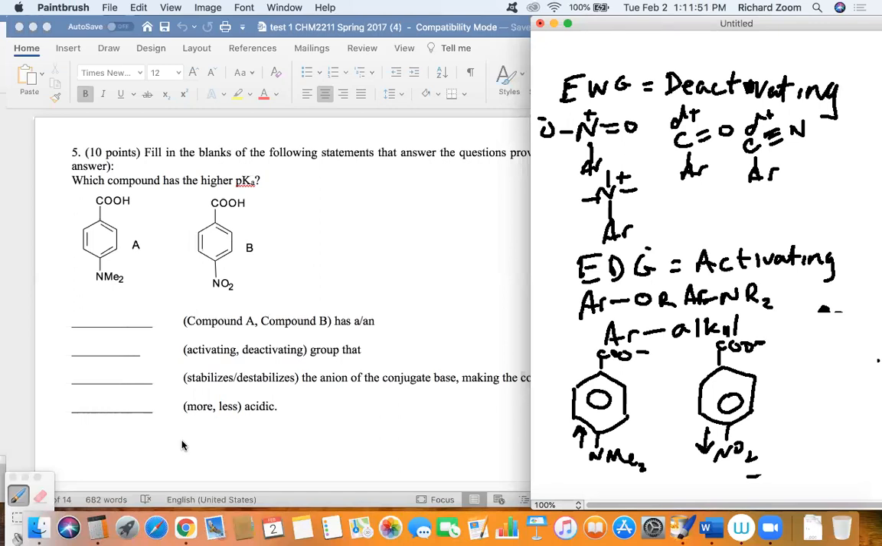Okay. It does make it more basic by destabilizing the anion. It makes the anion less stable. Yes, that's true. I'm not denying that. But that's what has the effect of making it more basic. But we're not going down that road. All we're talking about is the compound and whether it's less acidic or more acidic. So the answer there would be less acidic because it destabilizes the anion and it's activating since it's compound A. So you can just circle those. That's how you can answer it.